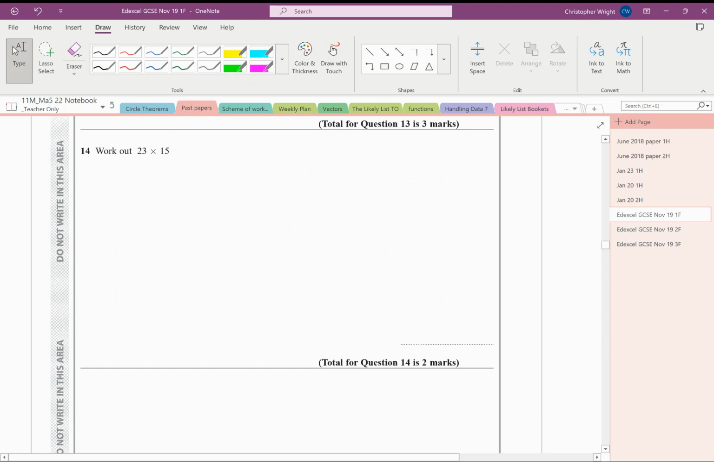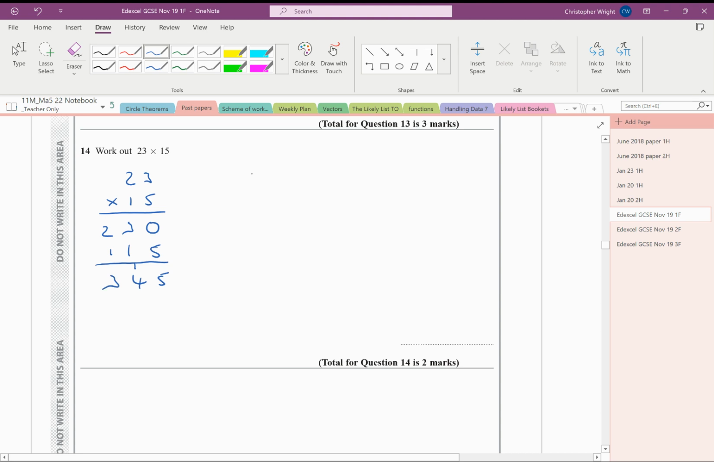Number 14. Work out 23 times 15. Now, a couple of ways you could do this. The traditional way would be to go 23 times 15 and do a standard long multiplication sum. Okay, and I get the answer 345.